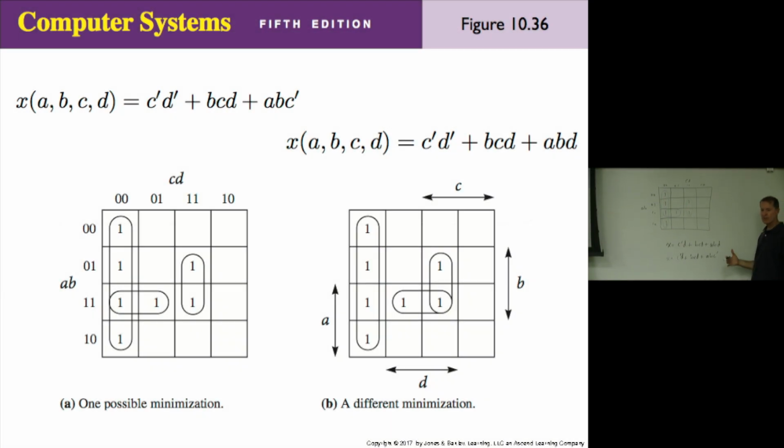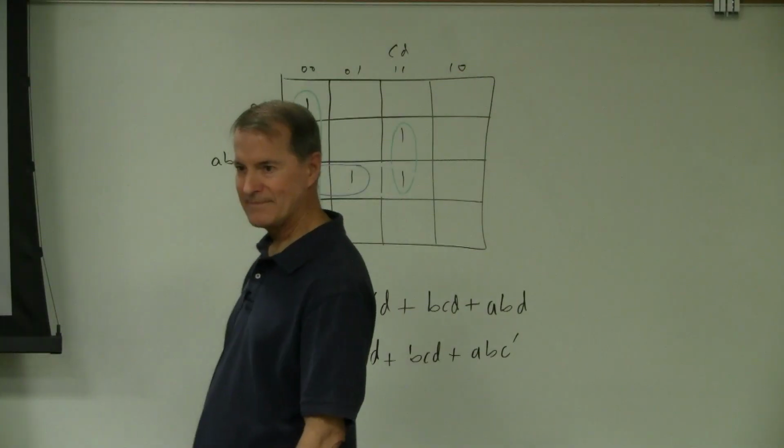Right? So that's another possible minimization. It's the exact same number of gates, same number of inputs. You might argue a little bit that you need an inverter for C here, but you need an inverter for C here anyway. But we are ignoring the inverters in our minimization. So everybody, are we good?